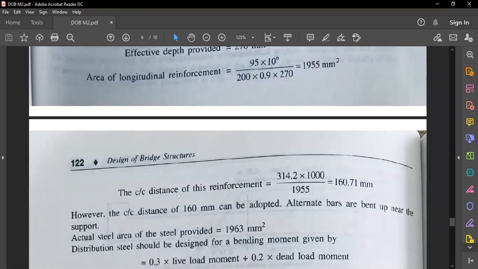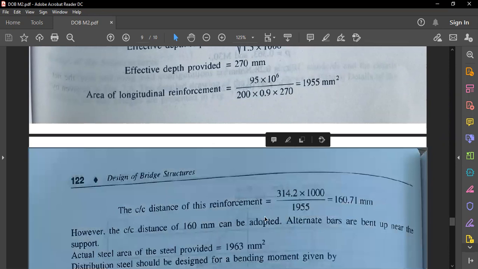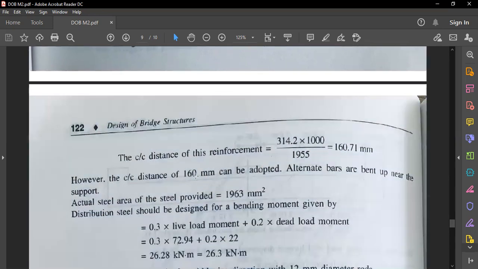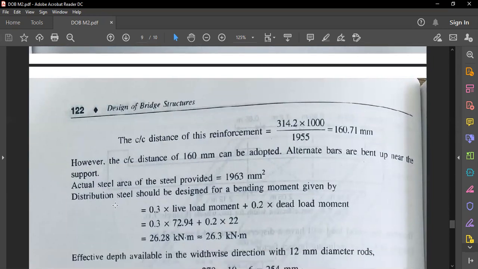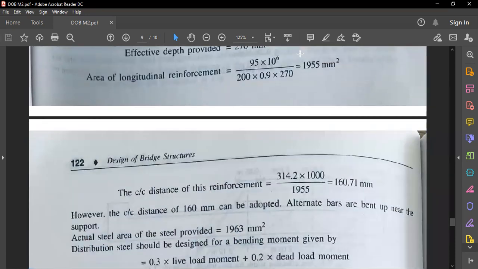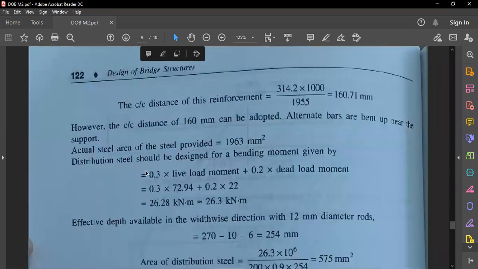Right? Now the center to center distance, since I am using 20 mm dia bars, the area of a 20 mm dia bar is 314.2. The spacing is 160 mm. So I will adopt 160 mm spacing, alternate bars bent up at the support. So the actual steel provided is now 1963 mm square. If I adopt 160 mm spacing, the actual steel provided will be 1963 mm square, greater than required. So therefore, okay.